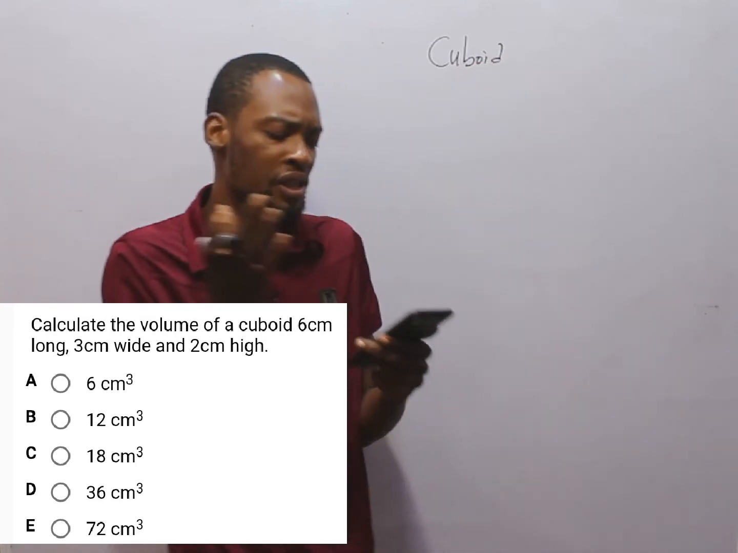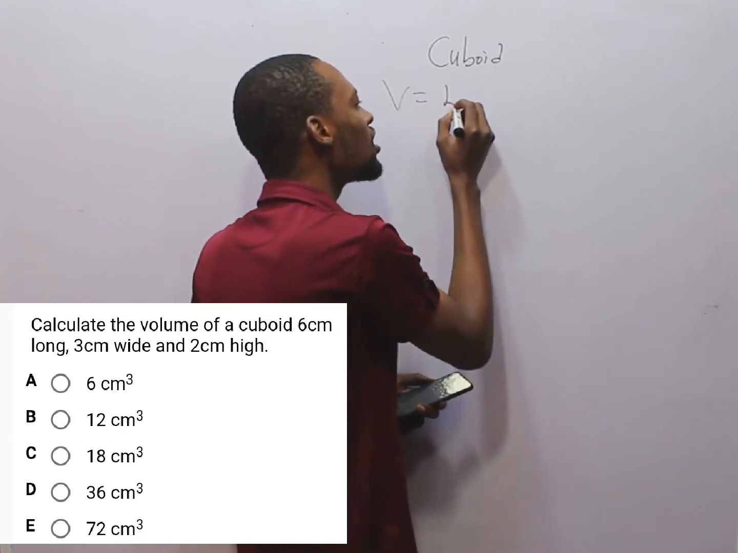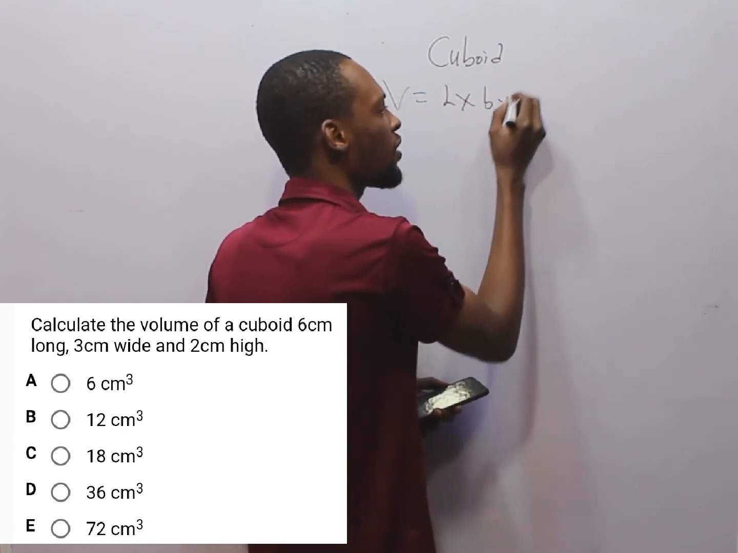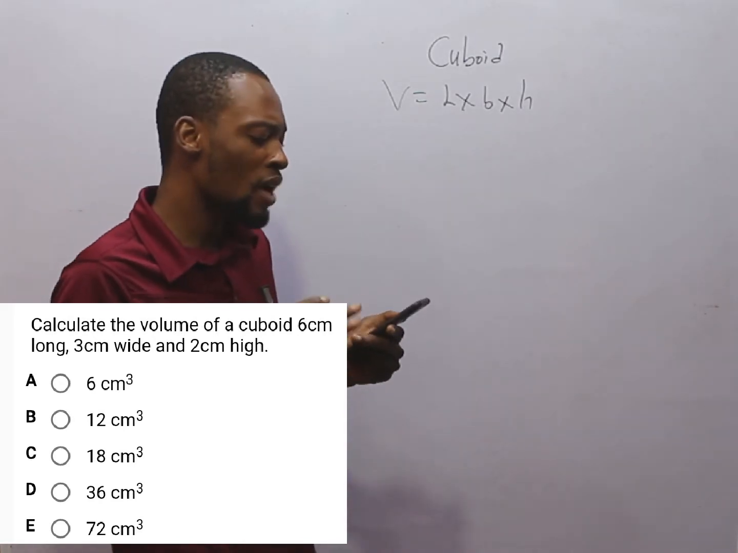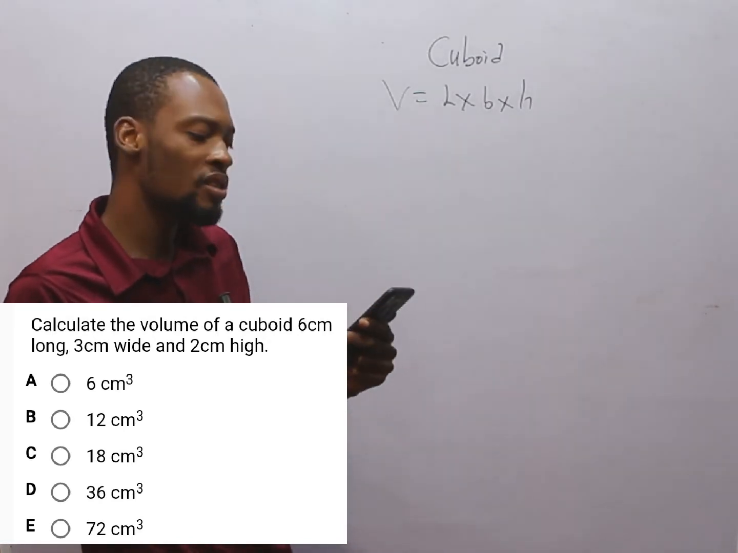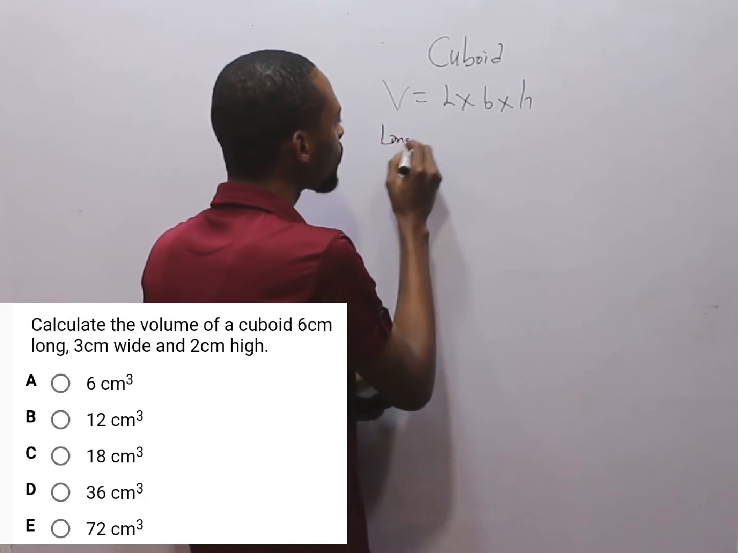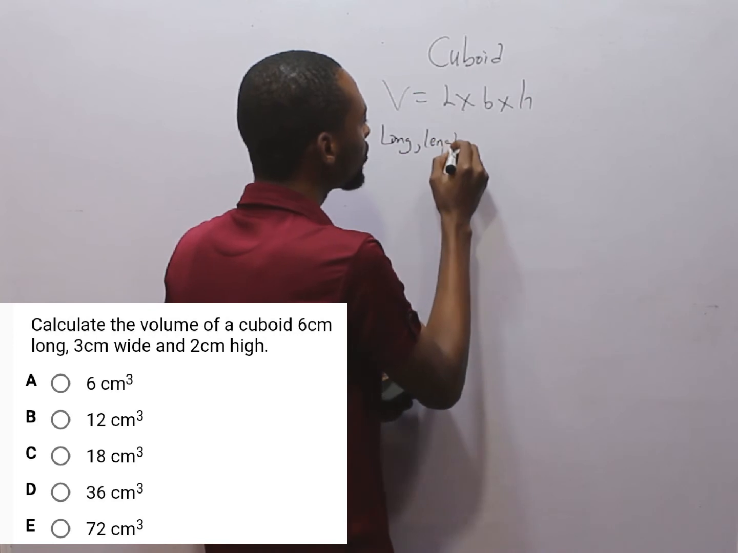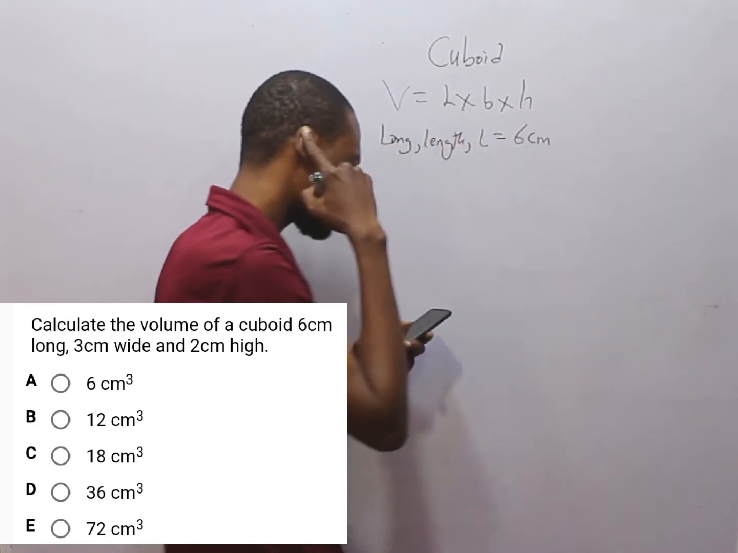What is the volume of a cube or cuboid? The volume is simply equal to length times breadth times height. That is the volume of a cuboid. We are given the length, or how long it is, to be 6 centimeter. So length, L, is equal to 6 centimeter.